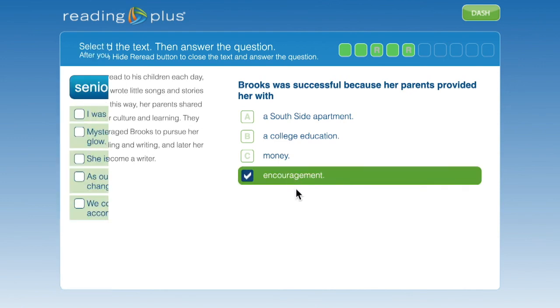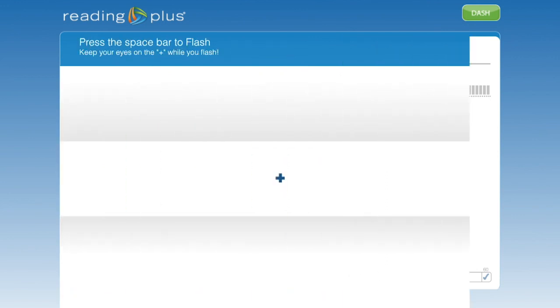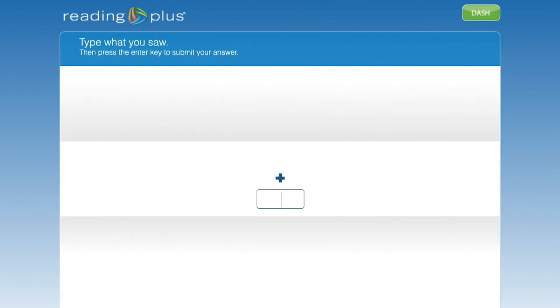to the question. Students will also be assigned vocabulary lessons, and some will be assigned visual skills lessons to help them build the unseen and unheard skills that are essential for efficient, fluent reading.